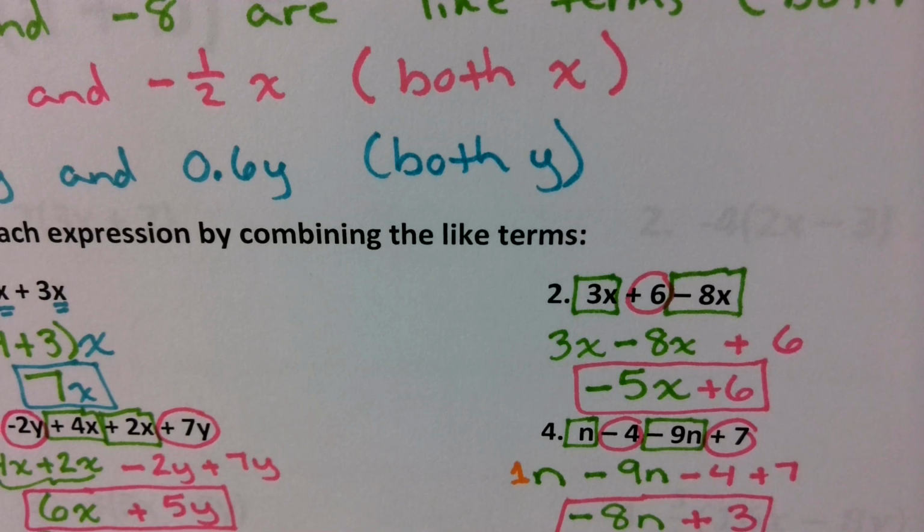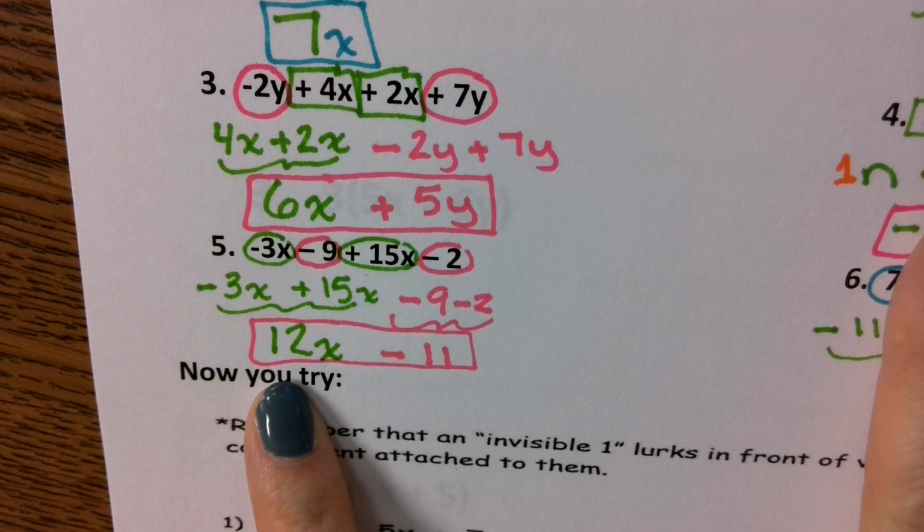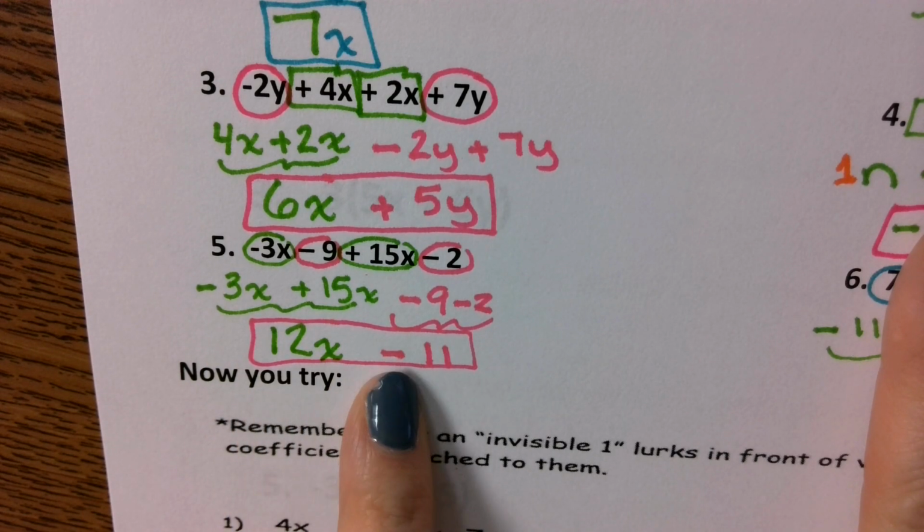Okay, for problem number 5, what did you guys get? You got 12x minus 11. 12x minus 11 for problem number 5. Taking a look here. We got negative 3x plus 15x is 12x. Negative 9 minus 2 is a negative 11. So you get 12x minus 11.